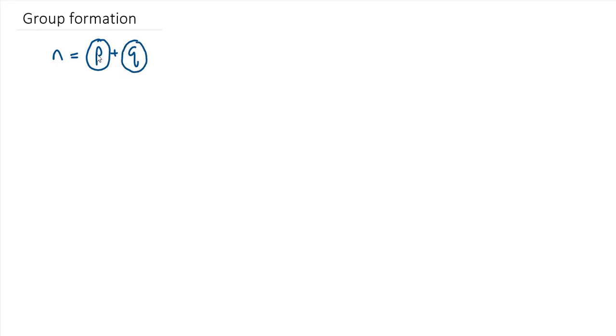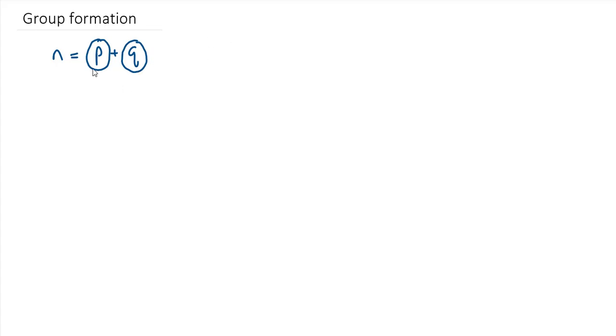Let us now understand the concept of group formation. Suppose there are n people and these n people need to be divided into two groups of p people and q people. So basically we are forming two groups, one group containing p number of people and another group containing q number of people. So how can this be done? Basically we need to make a selection of p people out of n, and we also need to make a selection of q people out of n. Then they will be divided into two groups.